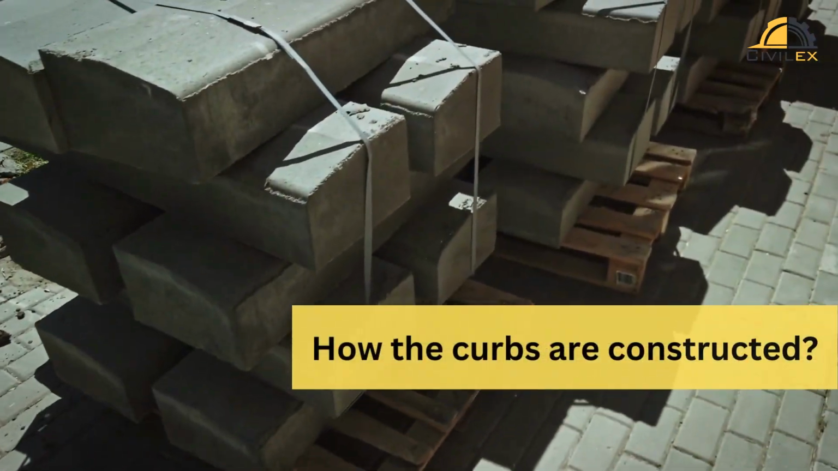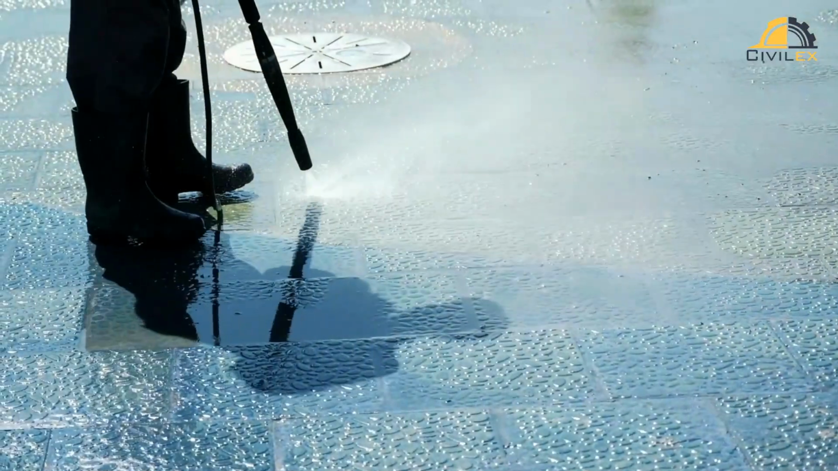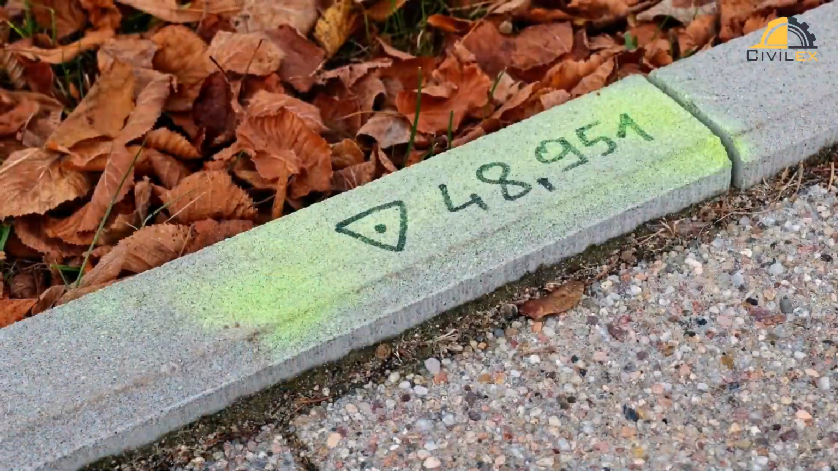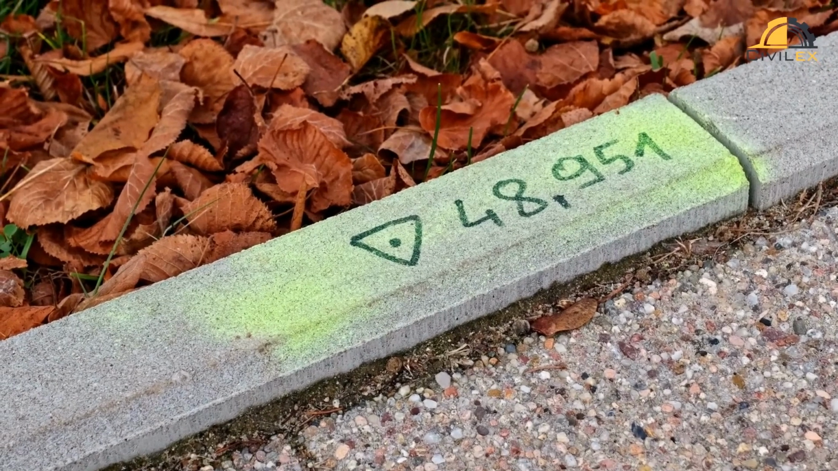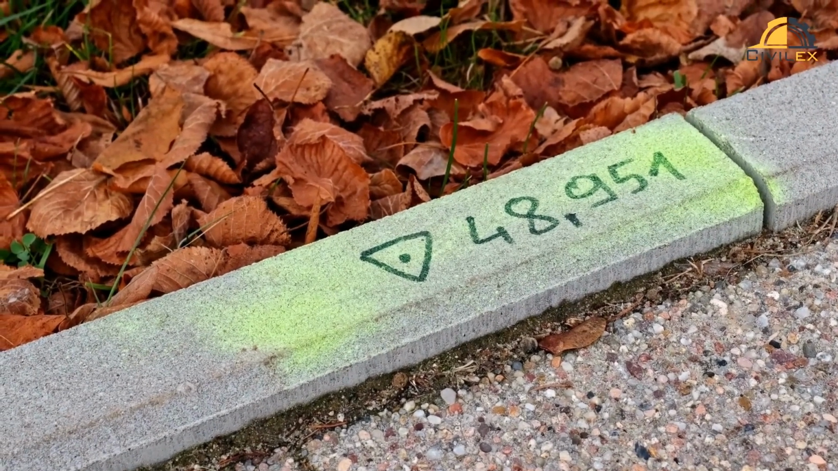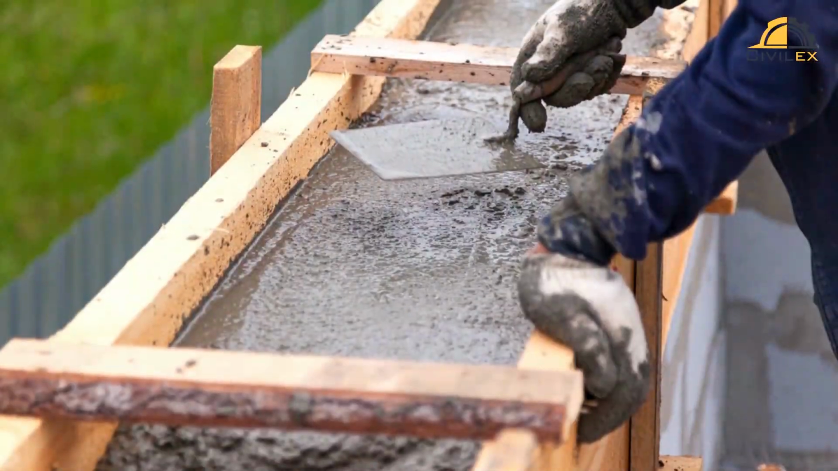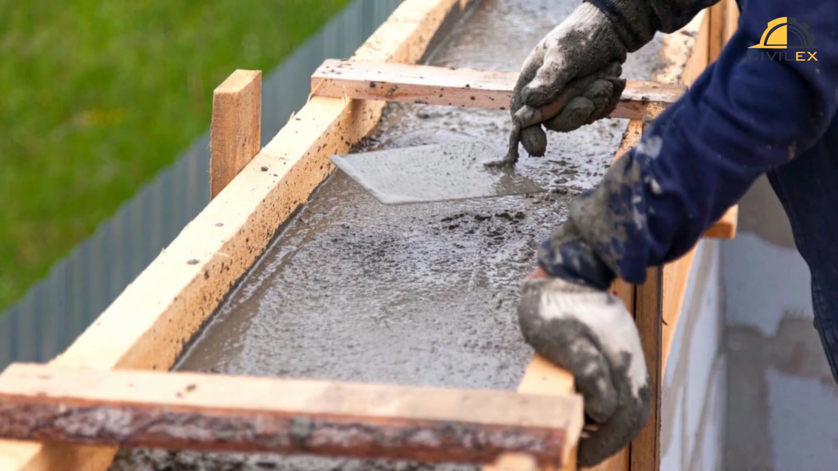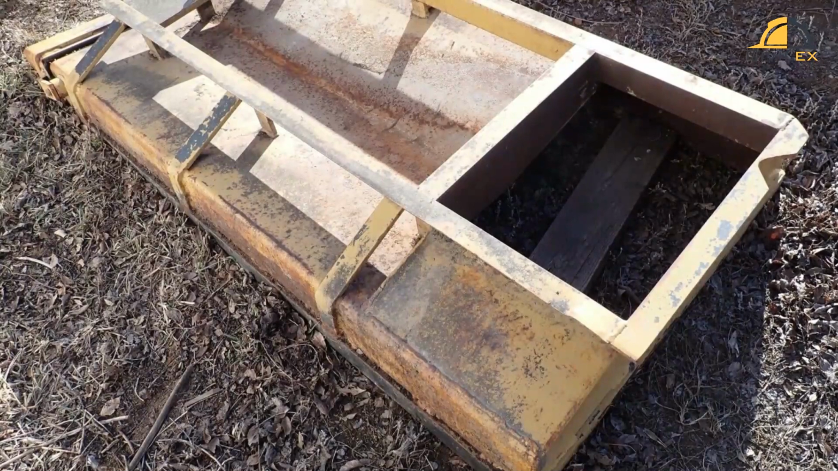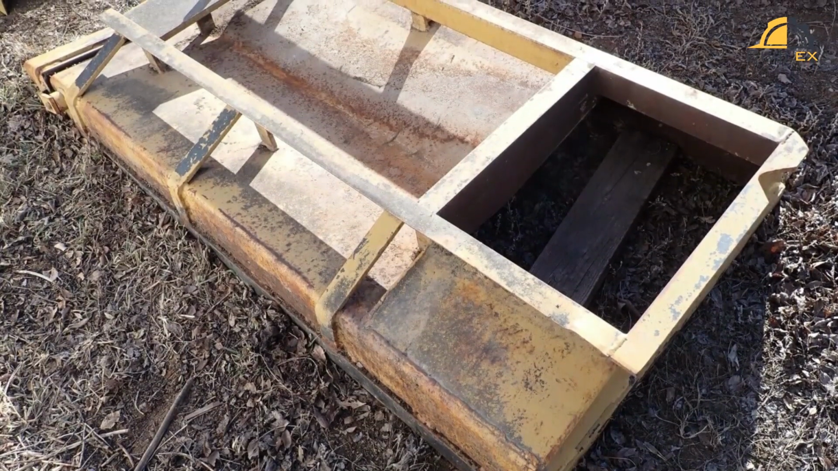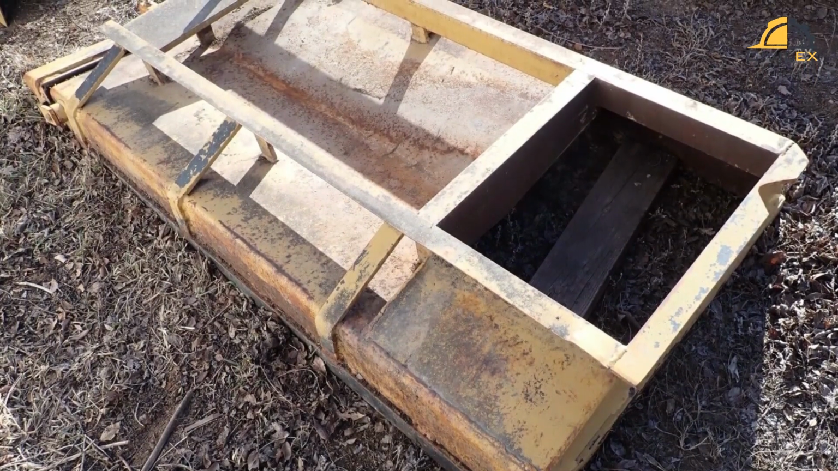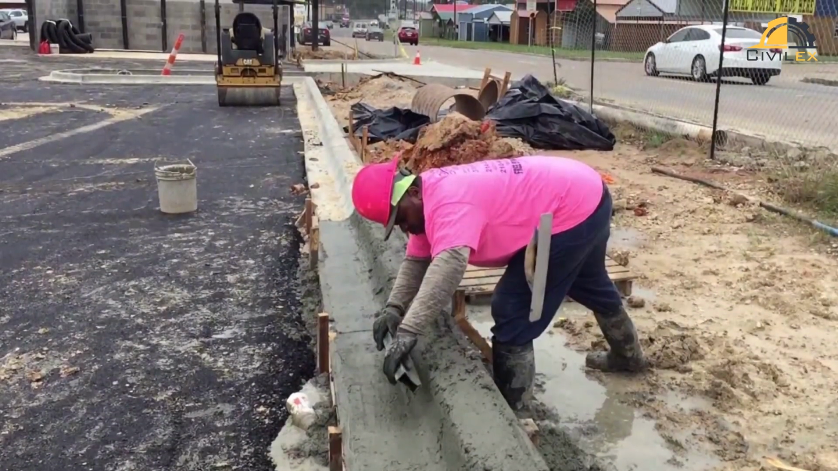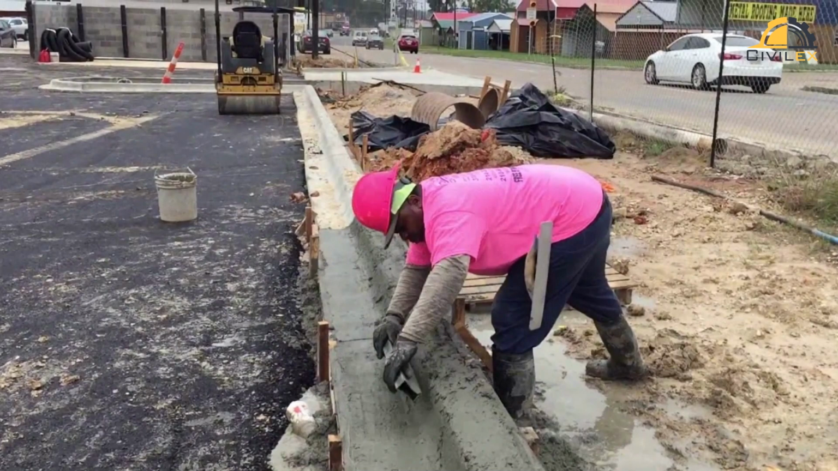How the curbs are constructed. The first step in building a street curb is to prepare the site. This involves clearing the area and making sure the foundation is level. The next step is to create a wooden form that will act as a mold for the curb. The form is typically made from 2x4 lumber and is designed to match the desired shape and size of the curb. Once the form is set up, the next step is to pour the concrete.